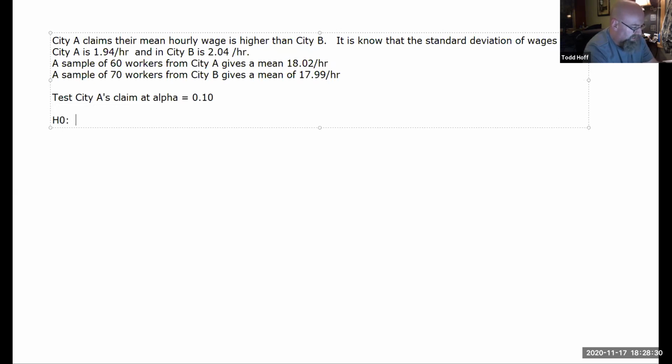So our null hypothesis is that the mean 1, which is City A, minus mean 2 equals 0. There is no difference. The alternative is mean 1 minus mean 2 is greater than 0. That's saying City A is larger than City B. So let's enter this information into our calculator.